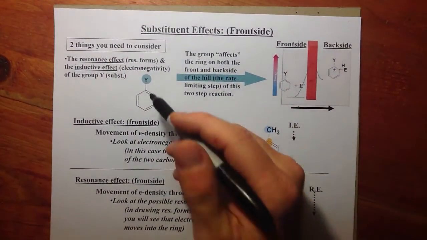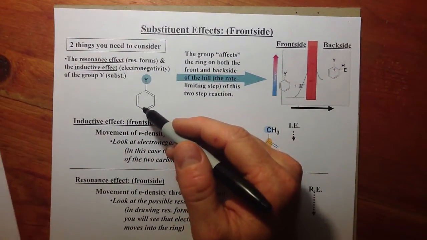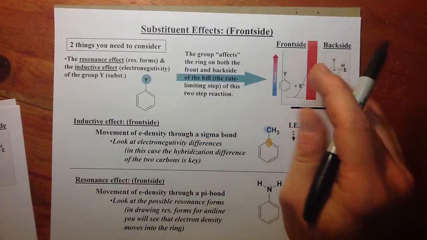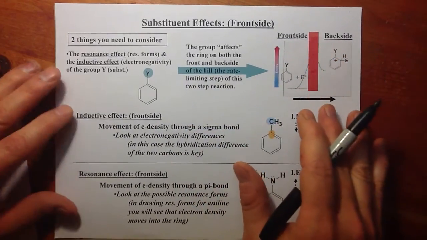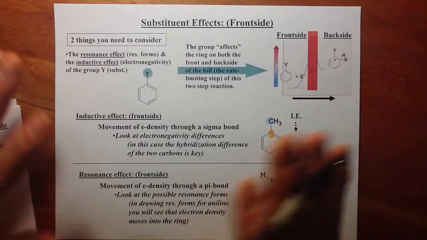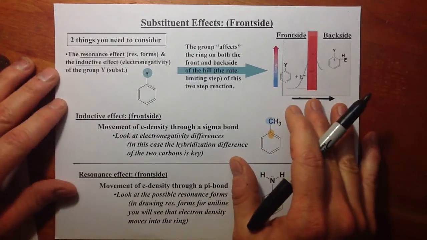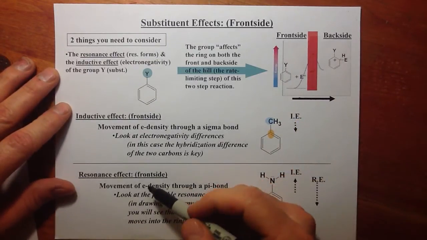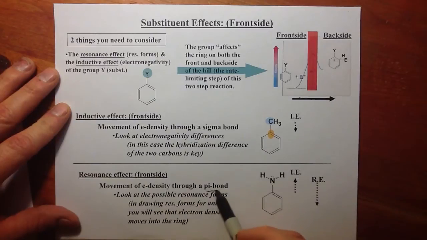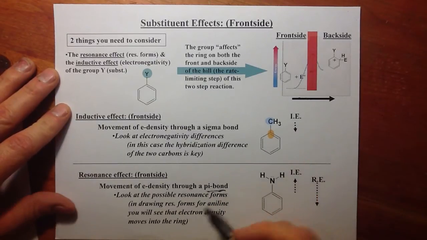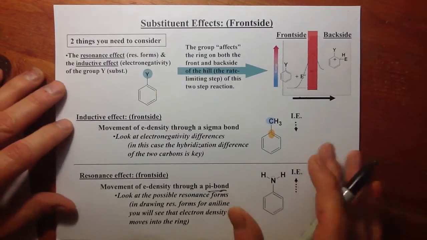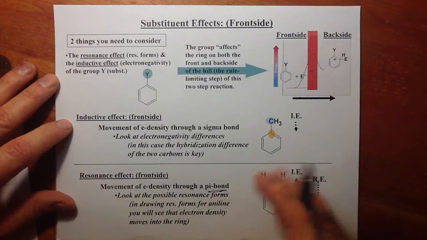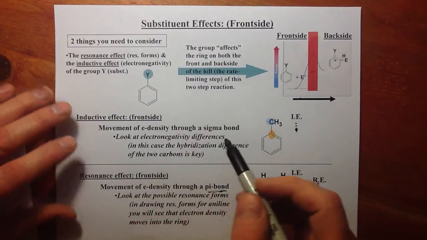So let's look at these substituent effects on the front side, how these Y groups affect the benzene ring on the front side. And then we're going to jump to the back side pretty quickly in the next few minutes. So just a quick review of resonance. Hopefully you know that resonance, we move electron density mostly through the pi bonding. We follow resonance forms to see resonance effect. In inductive effects, we just move through the sigma bonding.